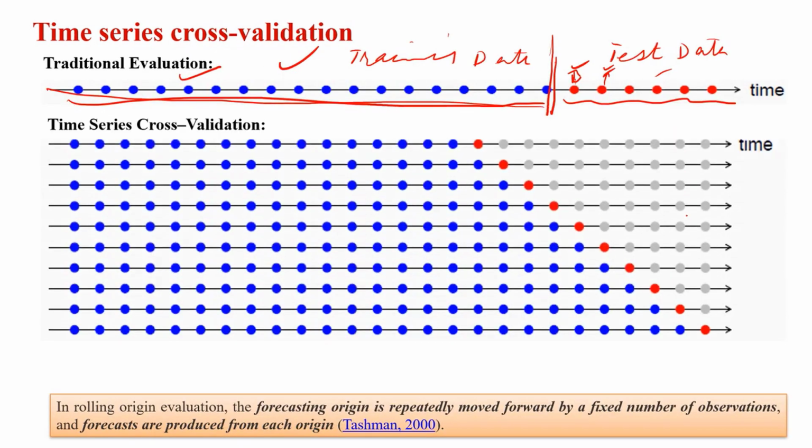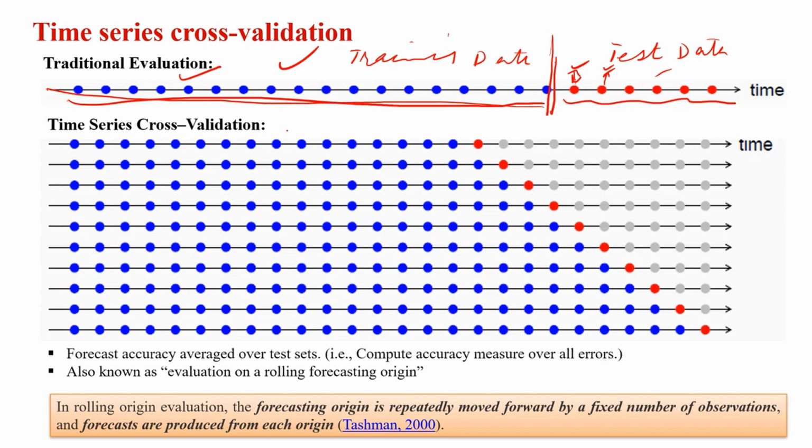Now the third approach is the latest one, which is the better approach, called time series cross validation, which is also known as the rolling horizon, or the rolling forecast origin approach. In a rolling forecast origin, let me show you in detail, because we can do time series cross validation in a number of ways.